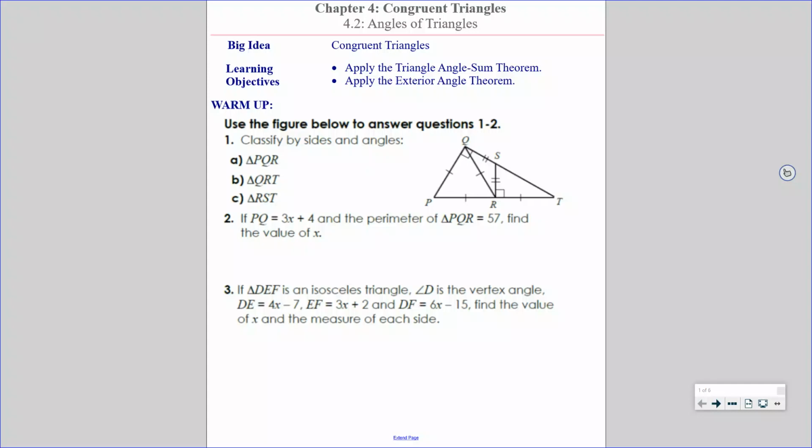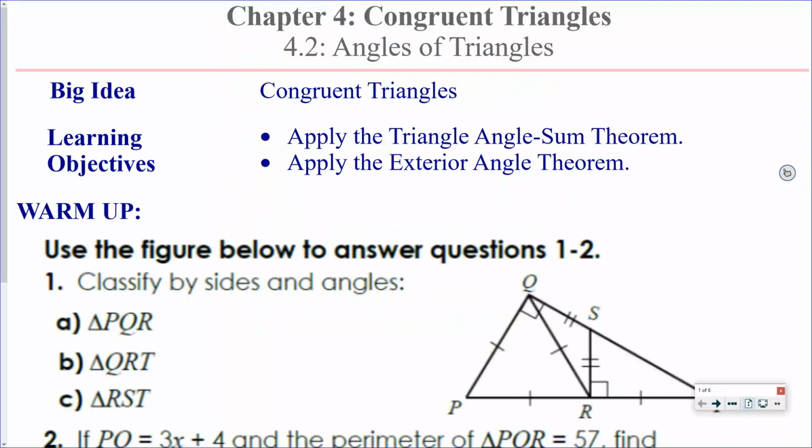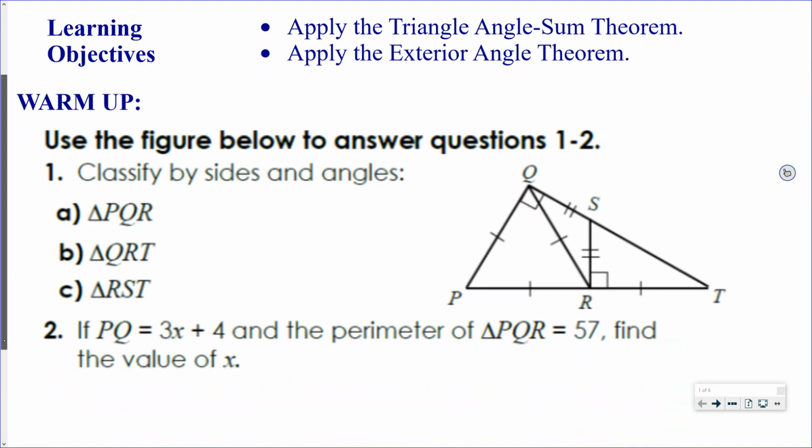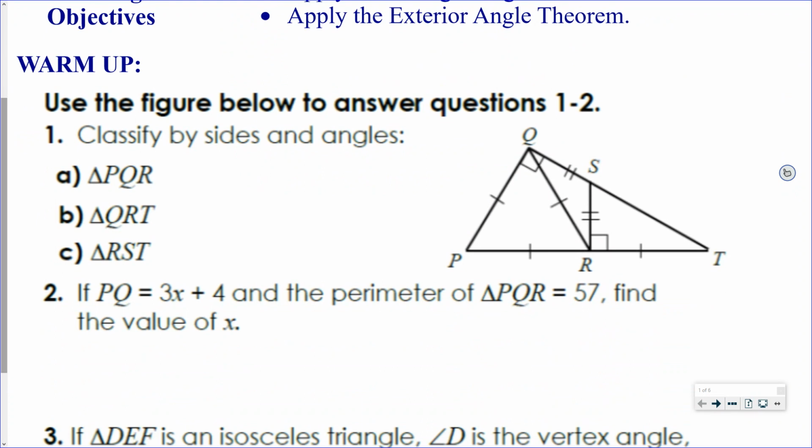This is lesson 4.2, continuing our journey in chapter 2 about triangles. Today we're talking about angles of triangles. All right, students, we're just working on the warm-up as a little review from 4.1, so I'm going to start going over that. Use the figure below to answer questions 1 and 2. Number 1 says classify each triangle by sides and by angles.